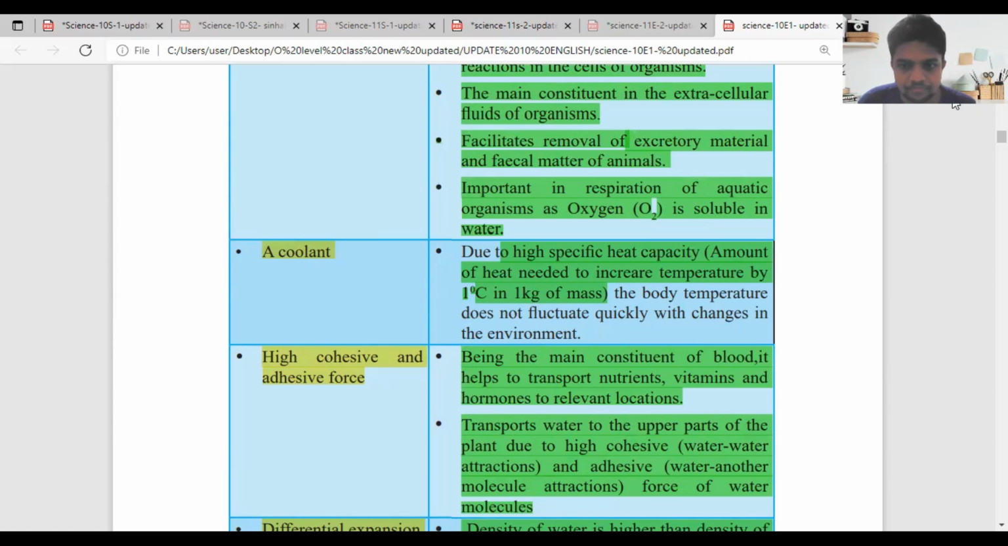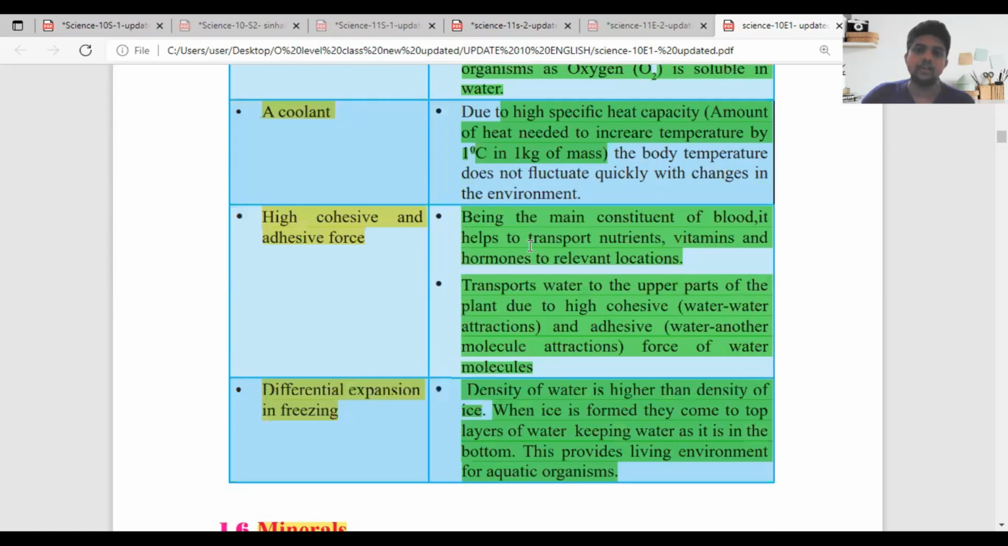All good? Clear? Do you want me to explain it again? No, it's clear. Okay, Daru. Then let's see, write the third point, high cohesive and adhesive forces. Write down, high cohesive and adhesive forces. Yeah. Quickly read that also, Daru.